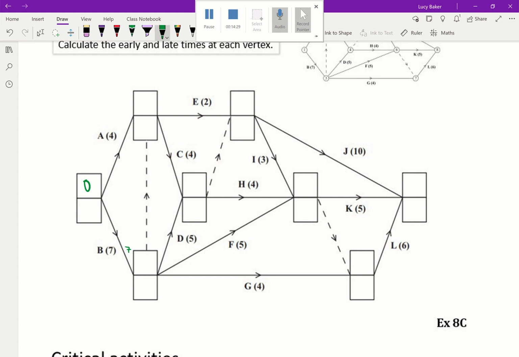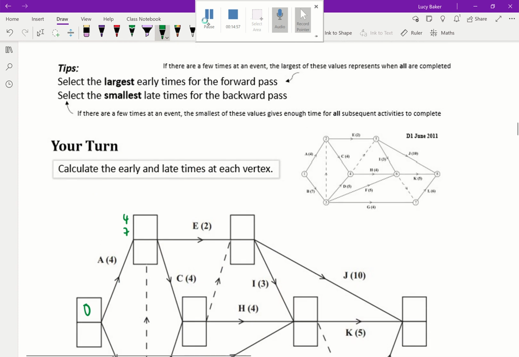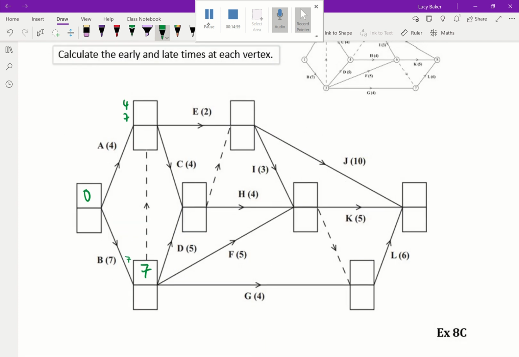Okay, so I'm going to start with the early time on the source of 0. Flowing up to A, I can go here 2 ways. Either direct to A, which would take 4, or via B. So going down to B, there's only one way I can get there. It's going to be in 7. So I'm going to have an early time of 7 for that one. So it's going to be 4 or 7. And if you remember with the early times, I select the largest early time because in order to move on from this event over here, I need both A and B to be completed. So the earliest that can happen is after a time of 7.